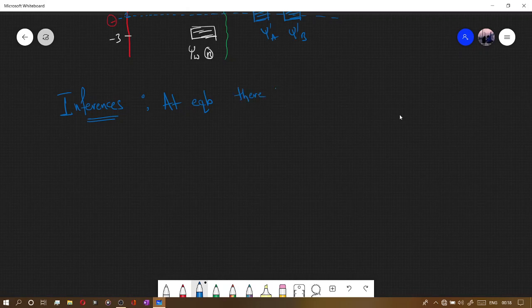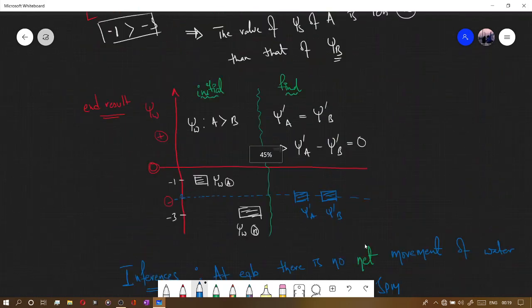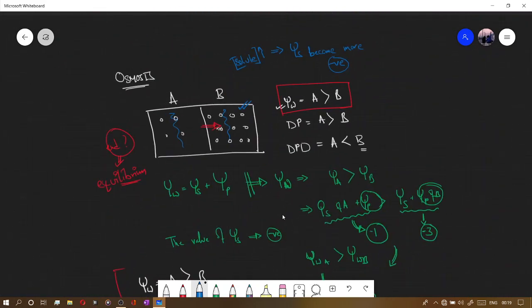There is no, just see the word I'm using, net movement of water particles across the semi-permeable membrane. Have I mentioned it as semi-permeable membrane here? If I haven't, I forgot. I'm sorry. I think it's my mistake.